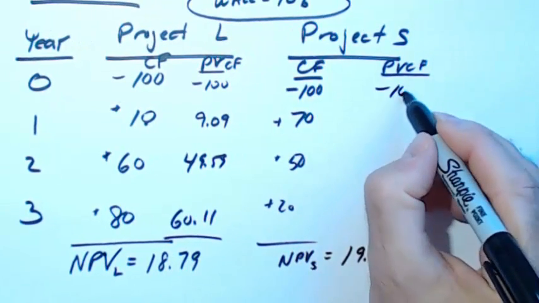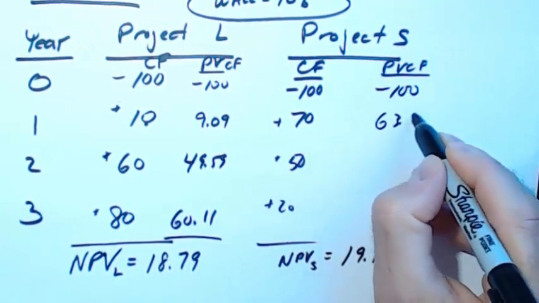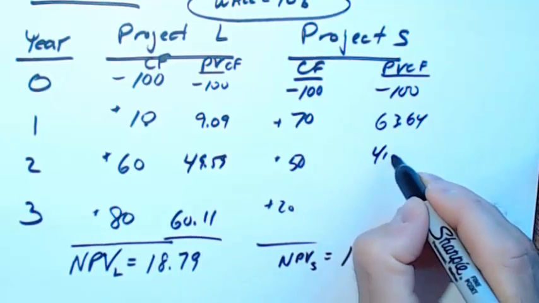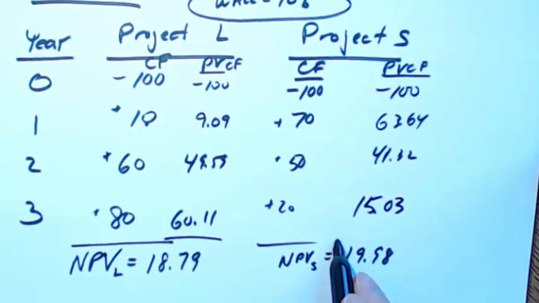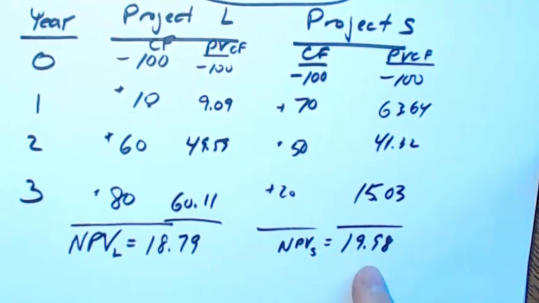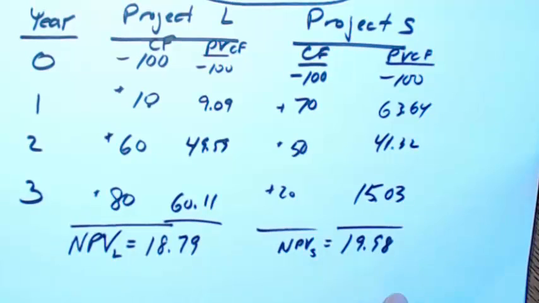Here, minus 100, 63.64, 41.32, 15.03 comes up to be $19.98.